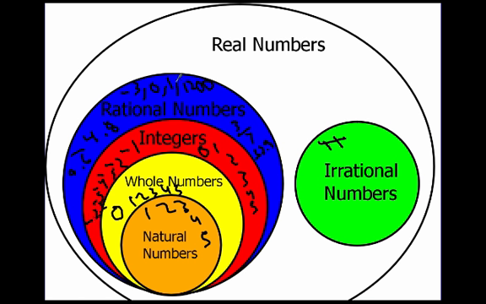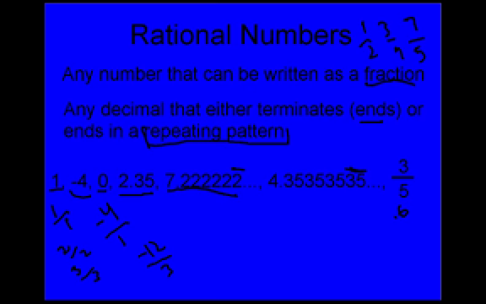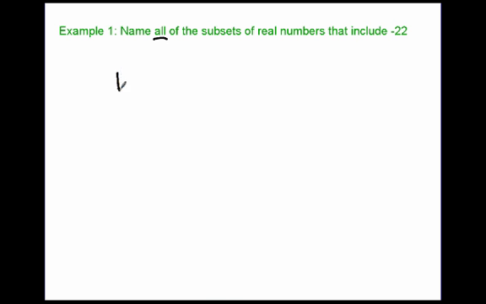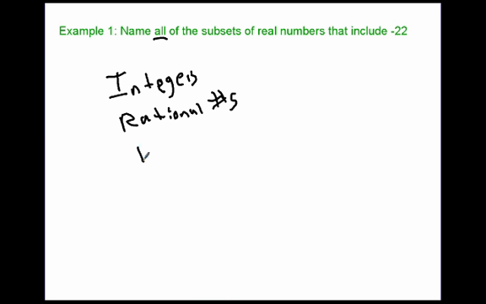If it's an integer, it's also a rational number. All right, because the integers are inside of the rationals, if it's an integer, it's a rational number. And then, because of that, the rationals are part of the reals, so it's also a real number. So if I go back to that problem, my answer would be integers, then rational numbers, and real numbers. That is all of the categories, all of the subsets that include negative 22.